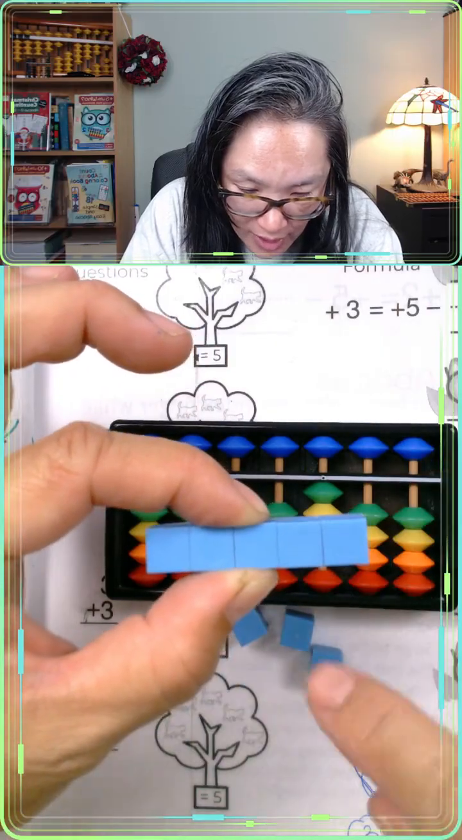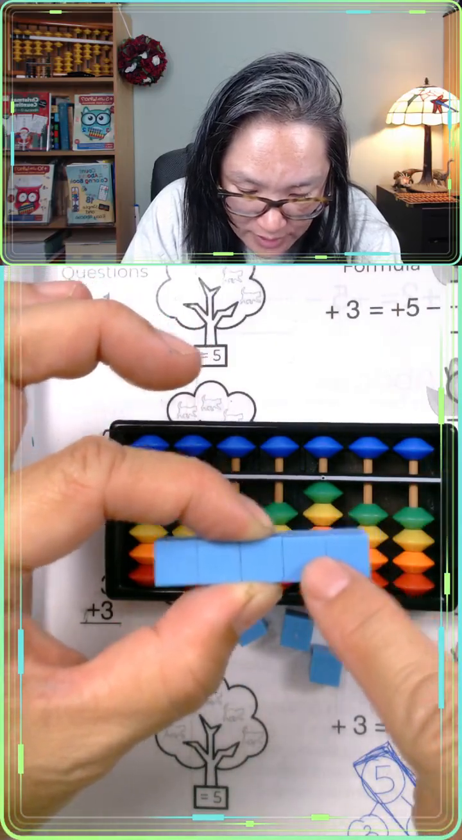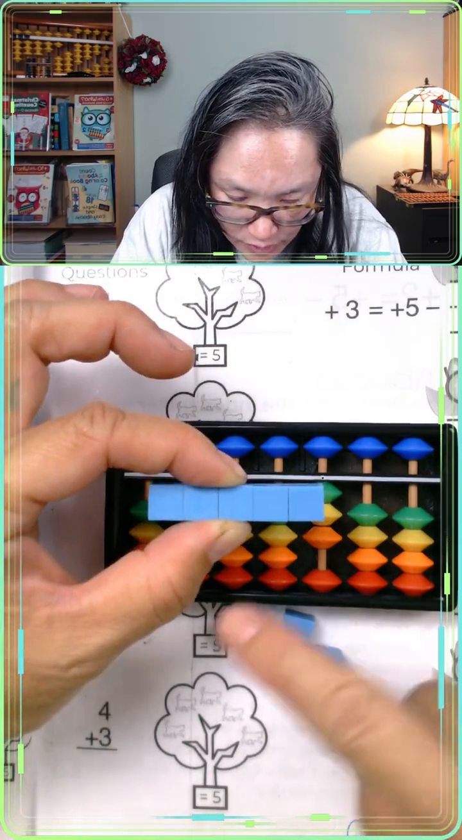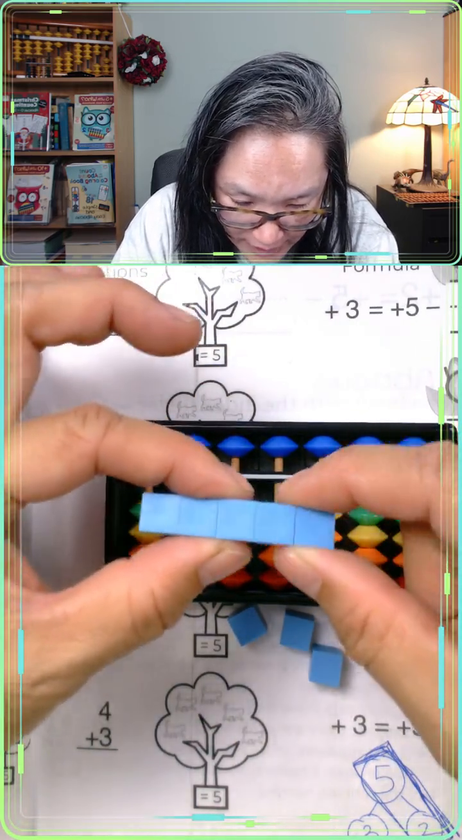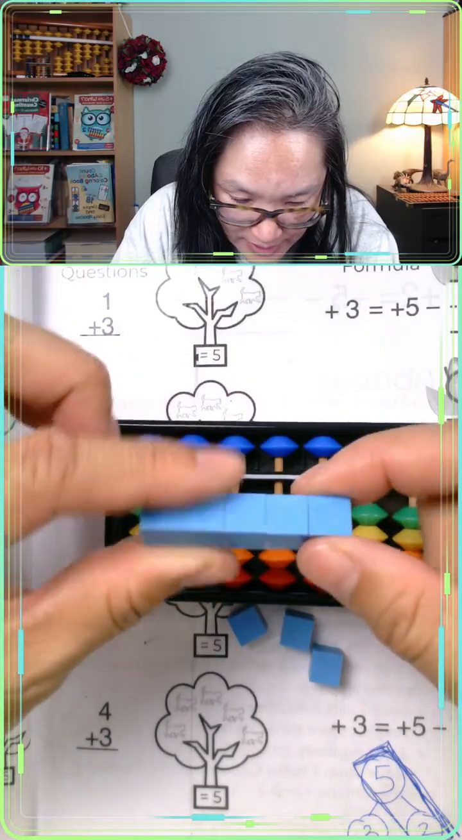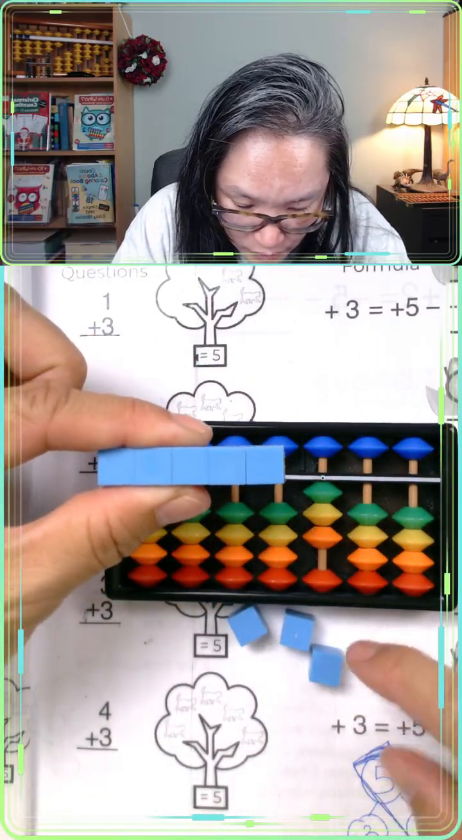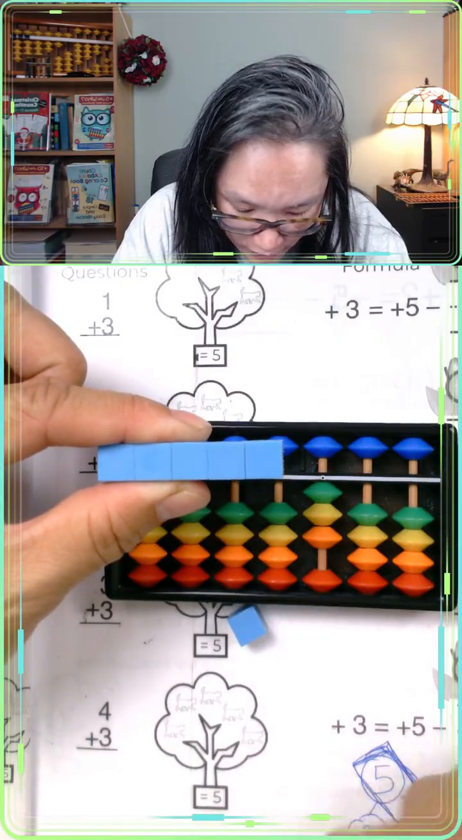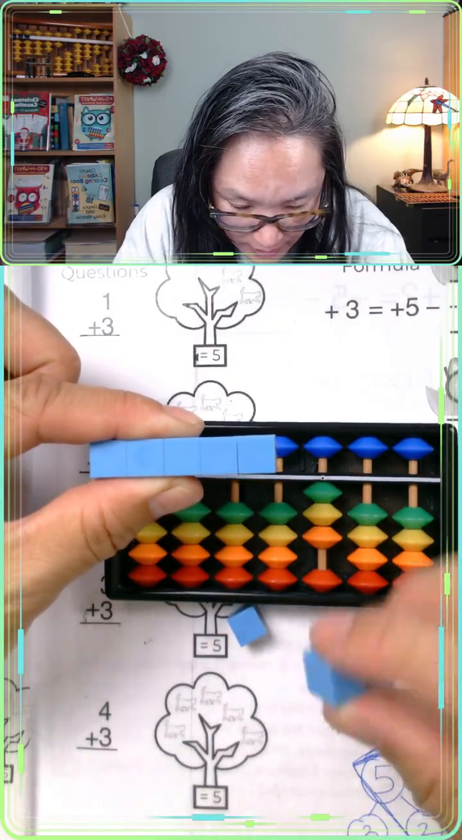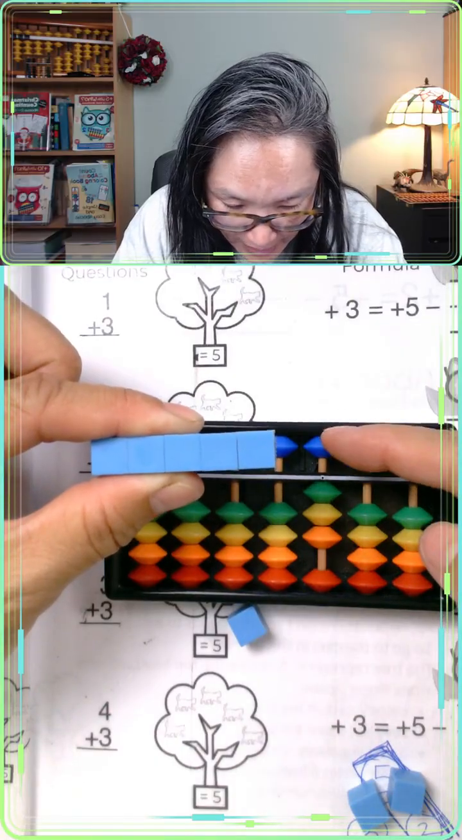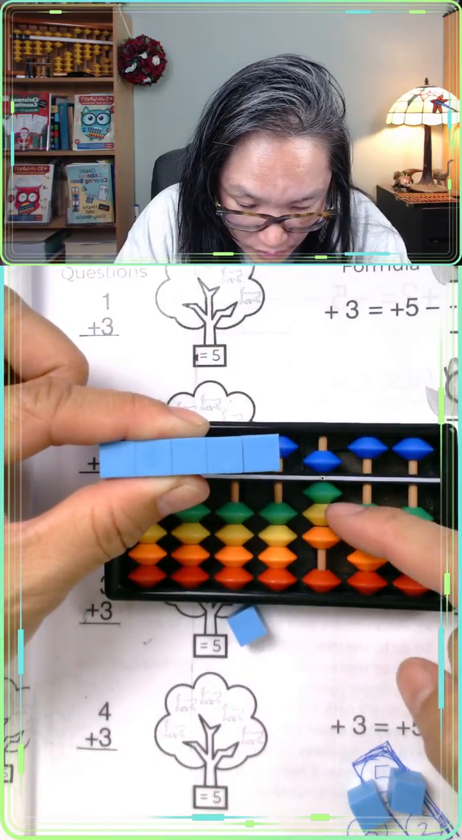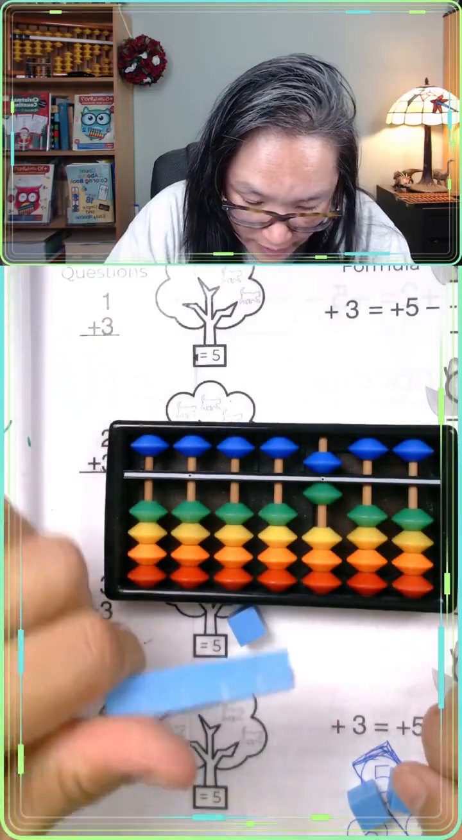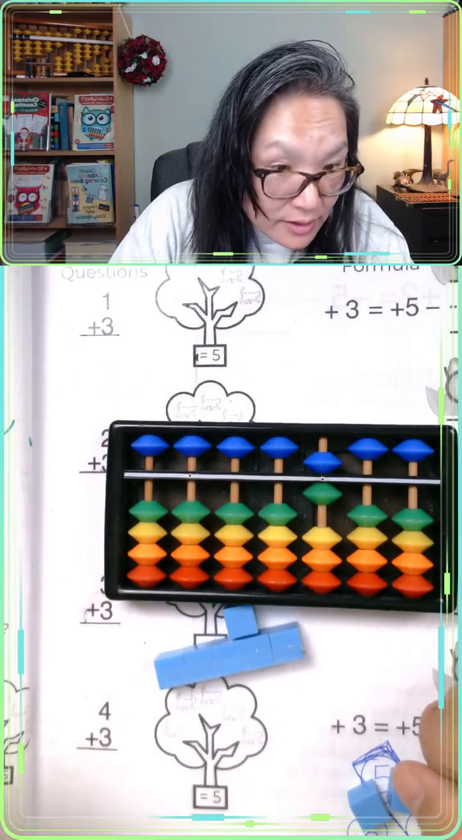So what do I do? I need to remove 2 beads. But guess what? I can't take it from here, right? It's solid. So what happens is I have to take it away from the 2 loose ones. 1, 2. So if I take 2 beads away, here's my package. Add the 5. Take away 2. 1, 2. So my final answer is 6. 5, 6.